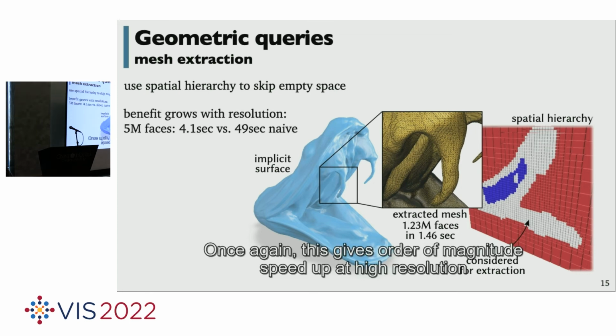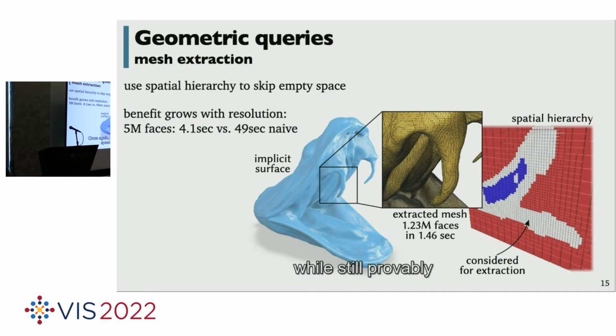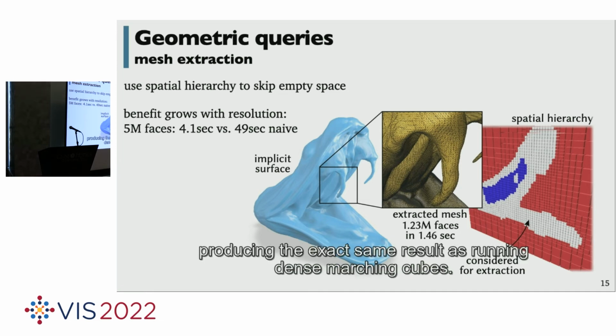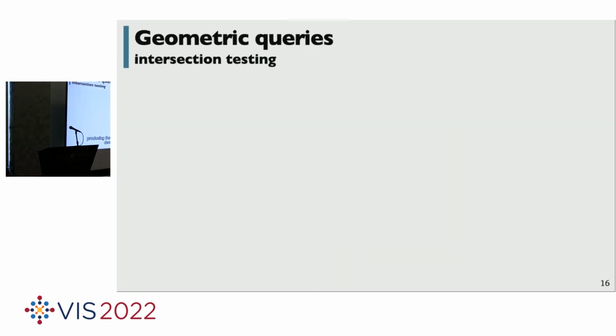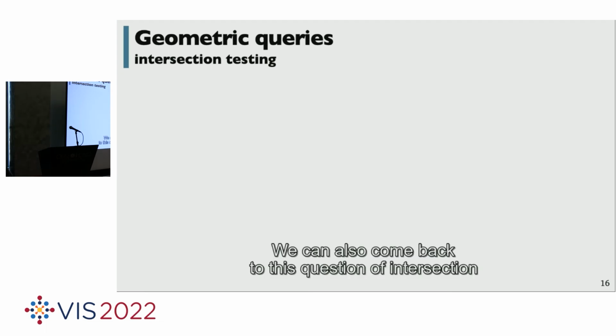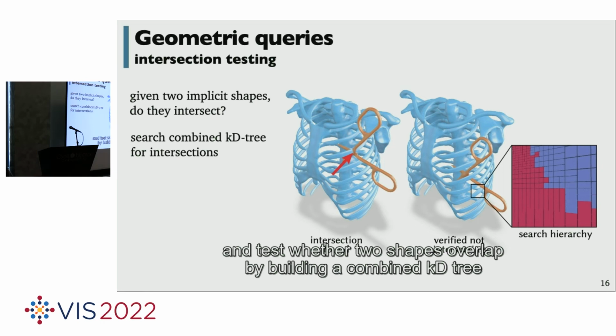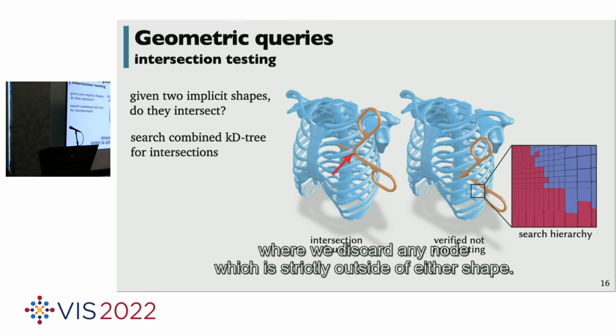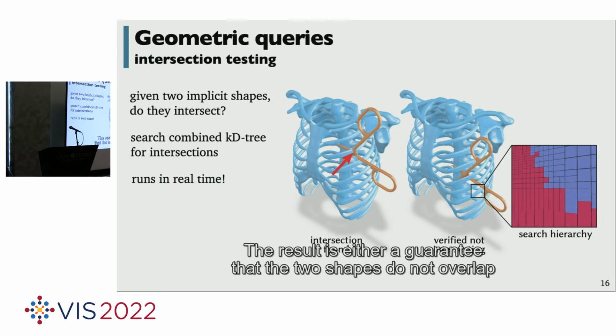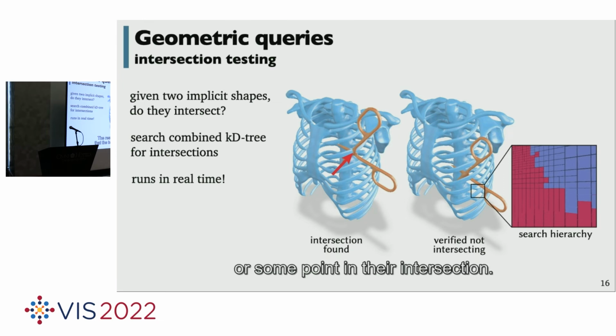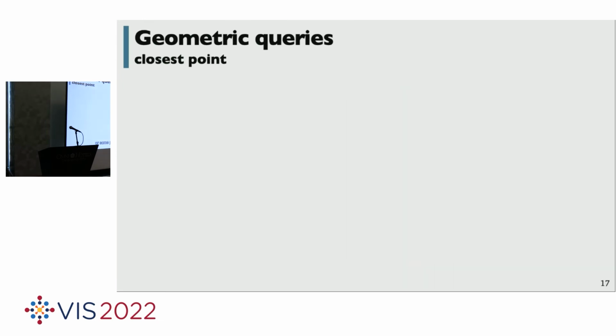Once again, this gives order of magnitude speed up at high resolution while still provably producing the exact same result as running dense marching cubes. We can also come back to this question of intersection and test whether two shapes overlap by building a combined KD tree where we discard any node which is strictly outside of either shape. The result is either a guarantee that the two shapes do not overlap or some point in their intersection.